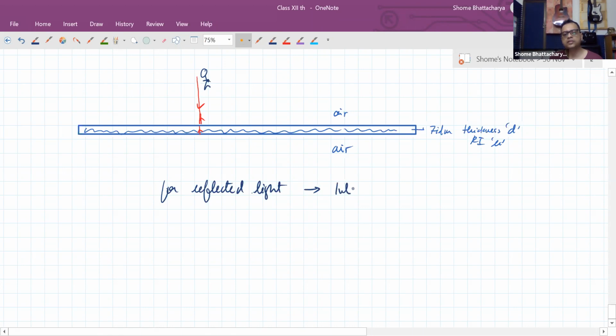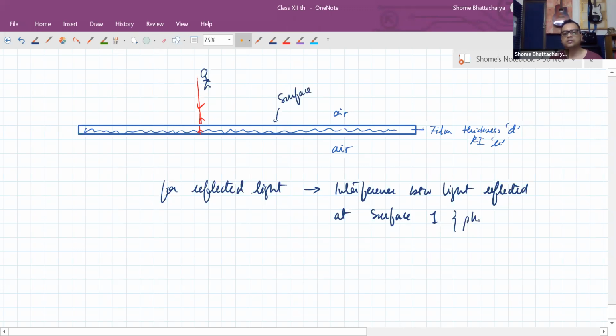okay, there is interference between light reflected at surface 1, okay, which involves phase inversion, and surface 2, which involves no phase inversion.